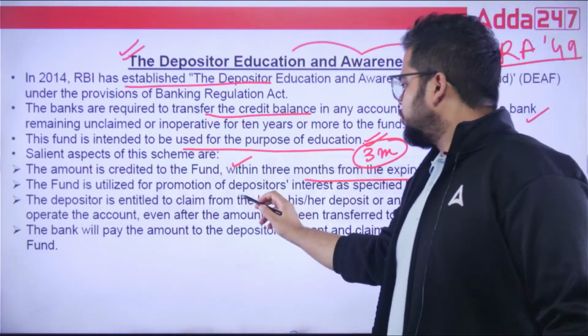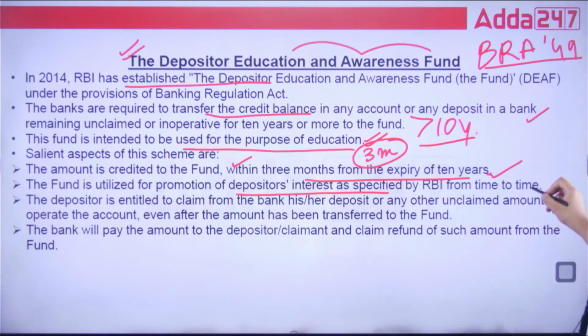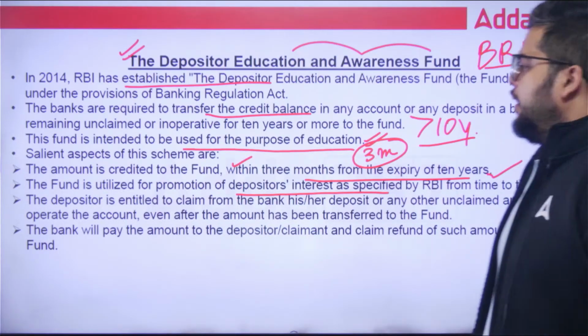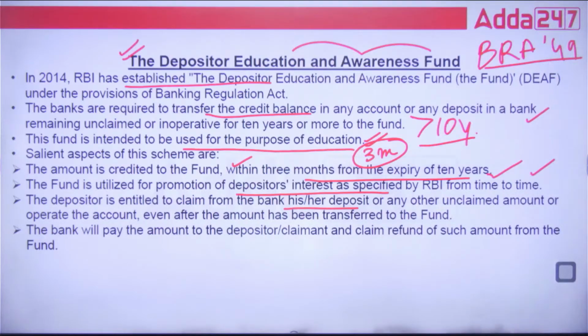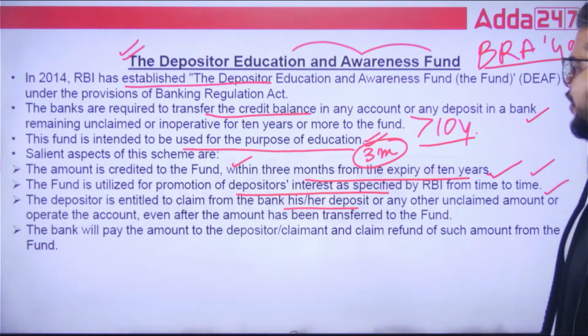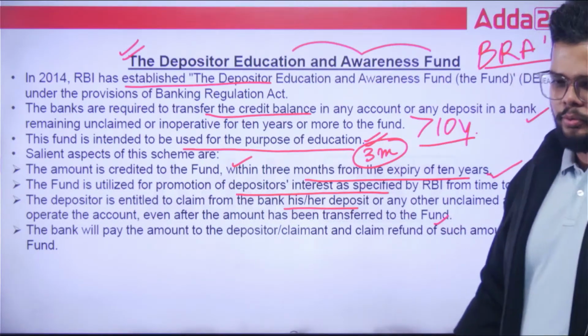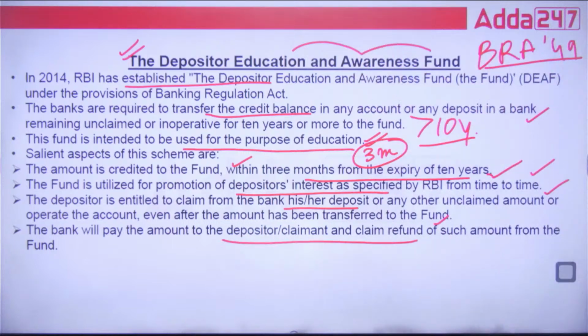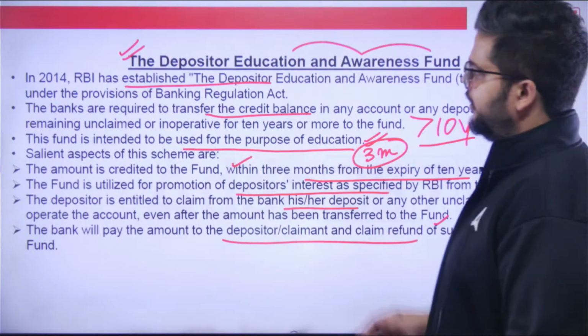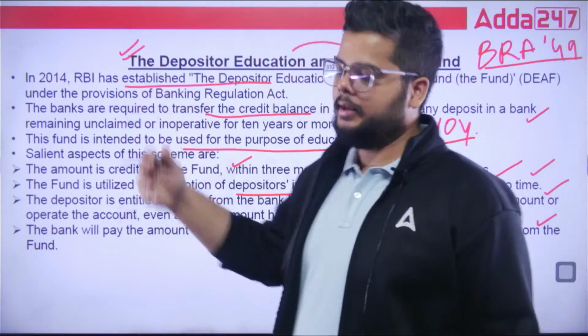It is utilized for promotion of depositors' interest as specified by RBI from time to time. The depositor can claim the funds deposited or any other unclaimed amount, or operate the account, even after the amount has been transferred to the fund. The bank will pay the amount to the depositor or the claimant and claim the refund of such amount from the fund which is being held by RBI.